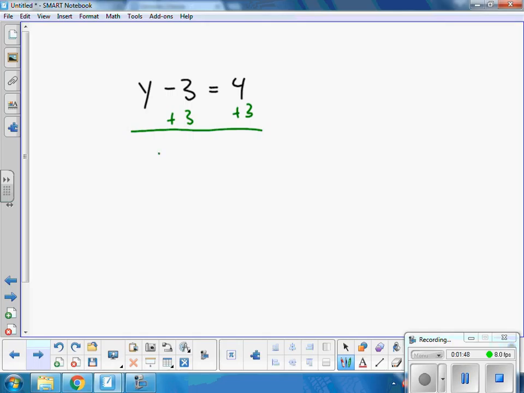And when I do that, I'm left with y on the left side, and on the right side, I have 4 plus 3, which is 7. And then I can check it out to see if it's true, because now I know what y is. 7 minus 3 equals 4, and that is a true statement. So y has to be 7 in this case.